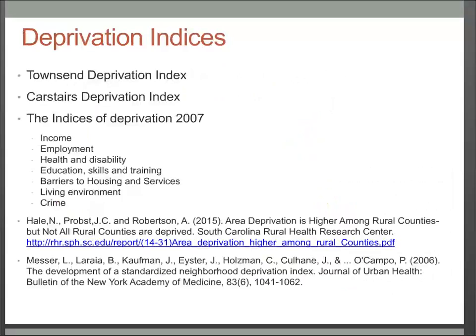And the next slide. So here I have some resources and some very useful literature and sources to look at different ways of calculating deprivation indices. The Townsend Deprivation Index, Carstairs Deprivation Index, and the indices of deprivation were all developed in the UK to begin with. And they really look at the different domains of income, employment, health and disability, education, skills, barriers, and so on. I have some resources for you that could help you develop your own in your community.